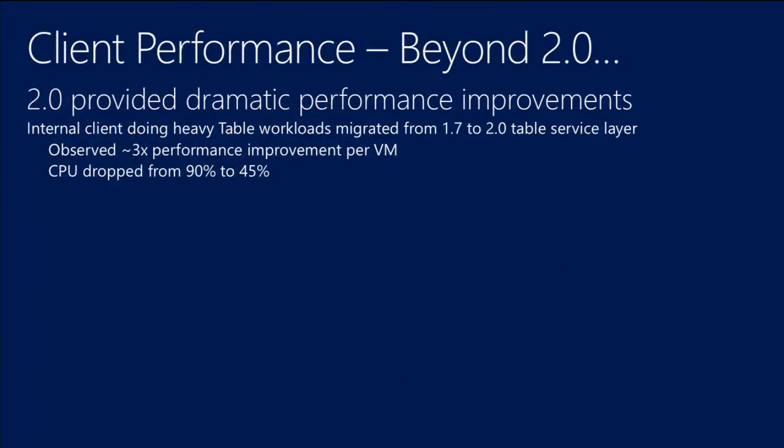From the client perspective, those of you who have been developing against storage may have used the .NET SDK that we've released. In the fall, last year, we released a big 2.0 update, and it was all about expanding platform reach and a bunch of performance improvements. We had an internal client that moved from 1.7 to 2.0. They were doing heavy table workloads, and based on their performance numbers, they were able to reduce the size of their VM deployment by almost 3x. They said VM to VM, CPU was cut mostly in half, and we're going to take that work and build on it in 2.1.